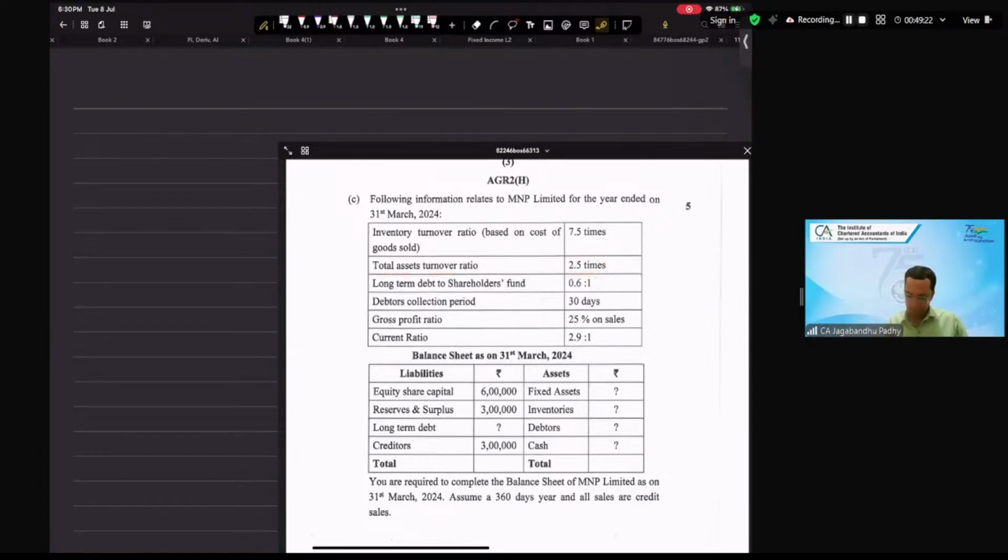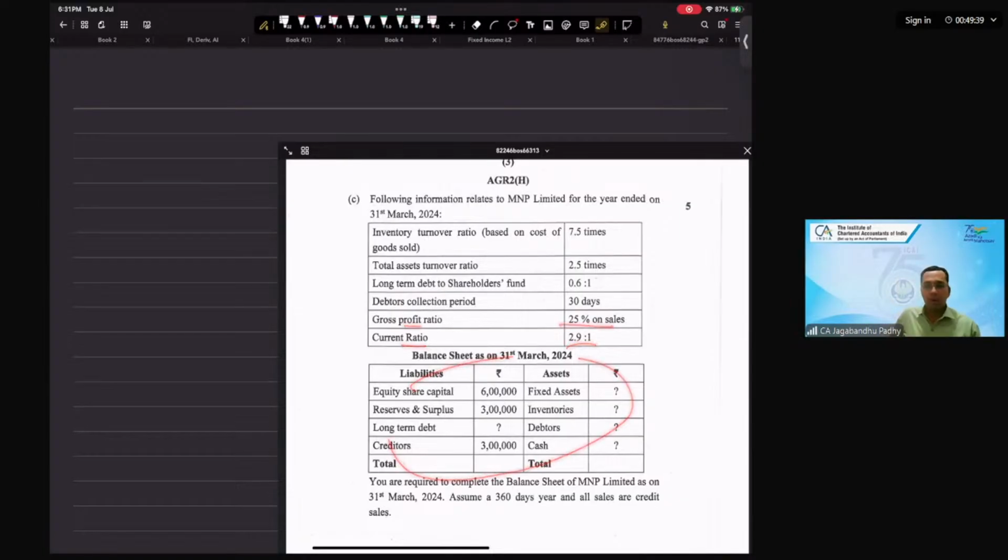Inventory turnover is 2.5 times. Long-term debt to shareholders' fund is 0.6 is to 1. Debtors collection period is 30 days and gross profit is given as 25% of sales. Current ratio is 2.9 is to 1.